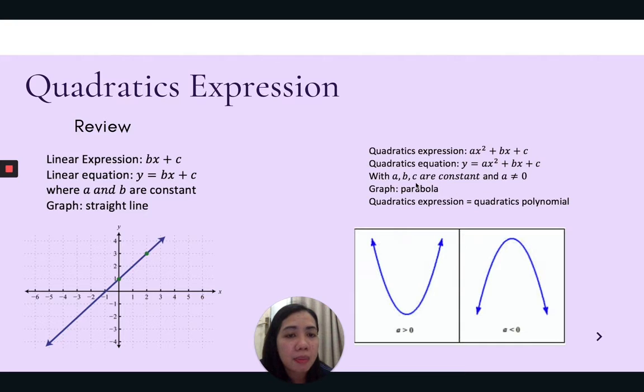And remember, a, b, c are constants, or real numbers, and a cannot be equal to 0. Why can a not be equal to 0? Look here: if this a equals 0, then we go back to the linear expression. So that's why there is an additional requirement here that a cannot be 0.